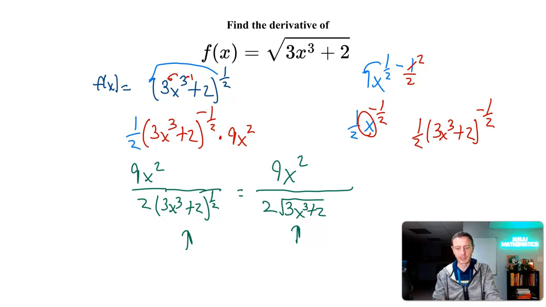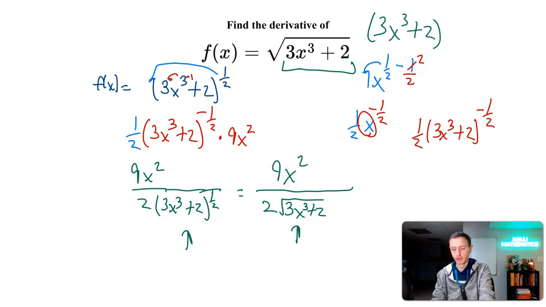So recap here, taking the derivative, we want to use chain rule because we have this whole function of 3x to the third plus 2 being raised to the 1/2. So then you have to use chain rule, which is 1/2 times 1, derivative of the inside, and so on. So that's the chain rule.